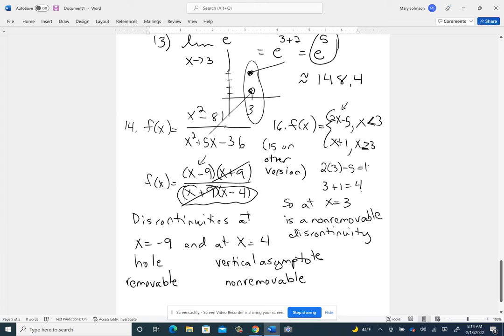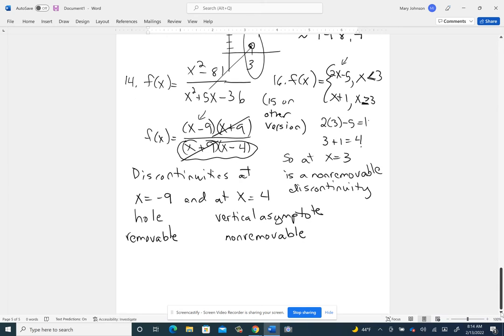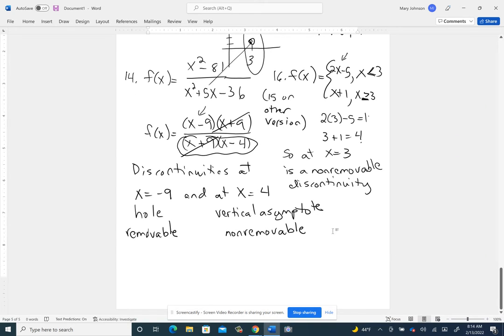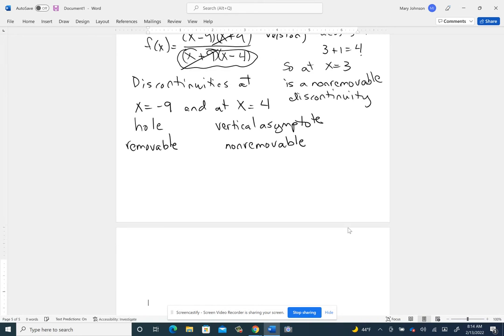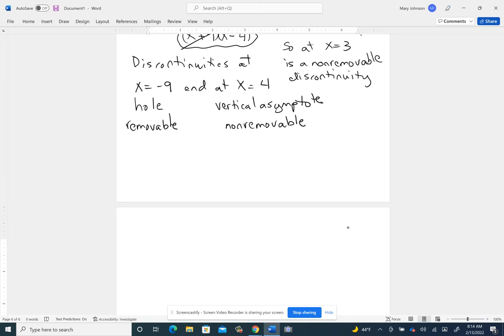Okay. All right, and then there was one more problem. Let me see if I can get a little more paper before I go on. Right, number 15 on one and 16 on the other.